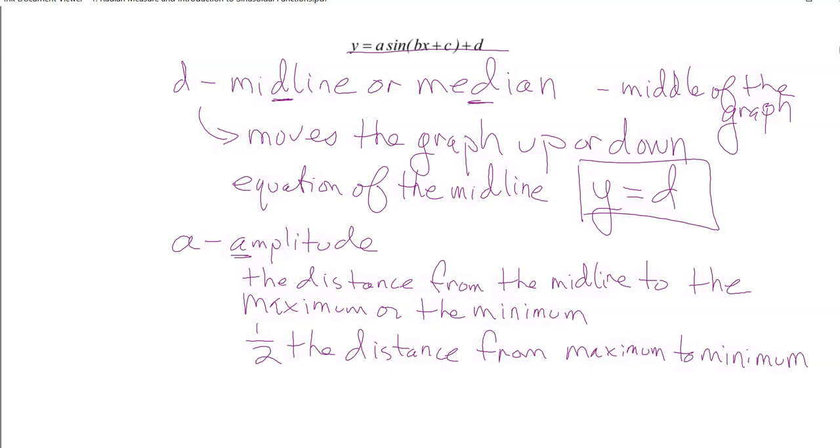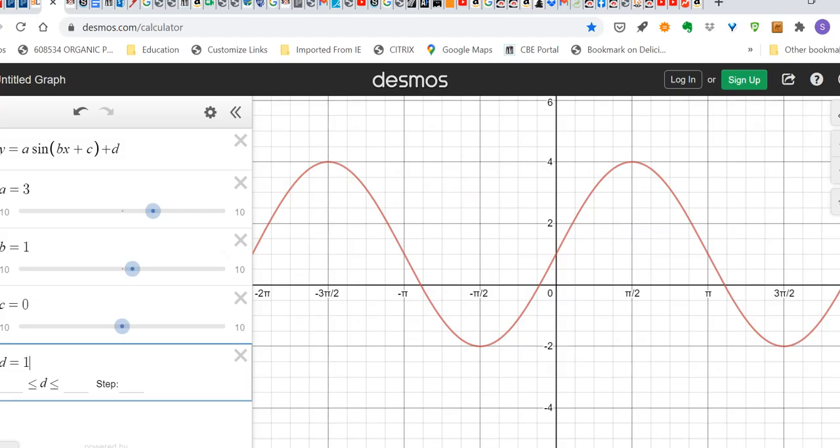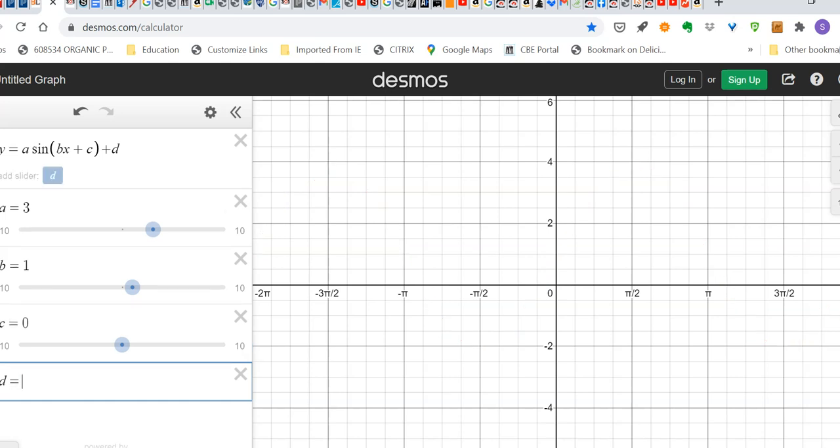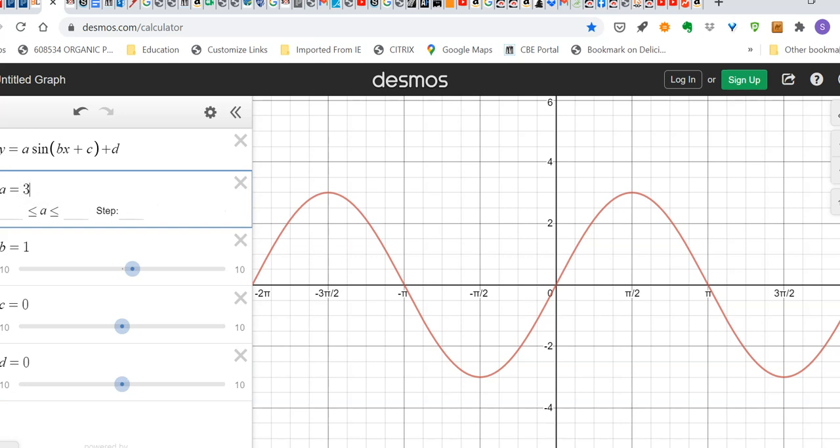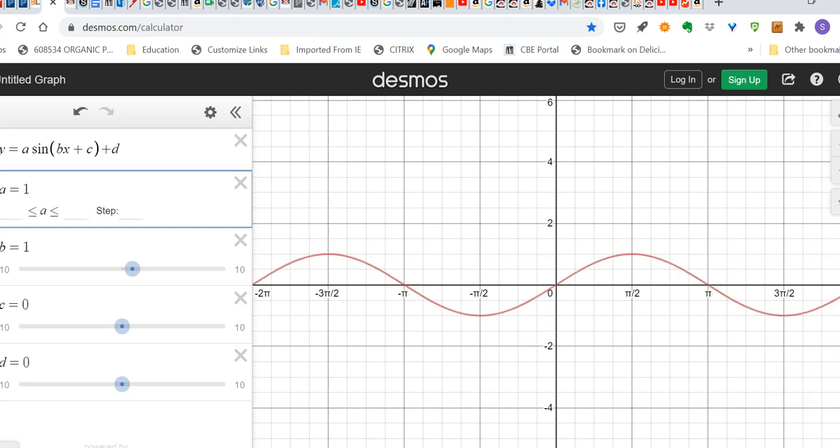All right, what else do we have that we can change? We'll set d back to 0. We don't want to change that. We'll set a back to 1. We only change one thing at a time, and let's play with b, or not.